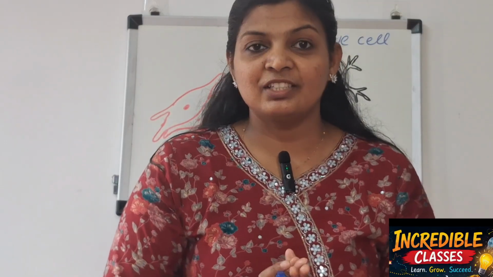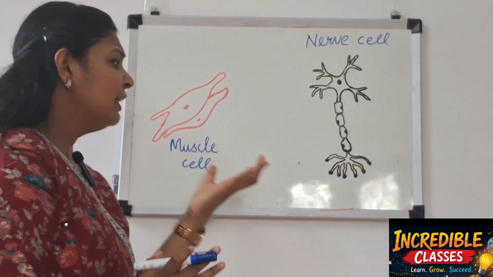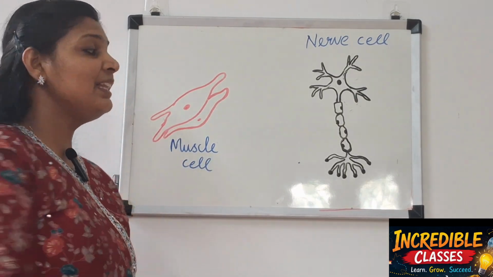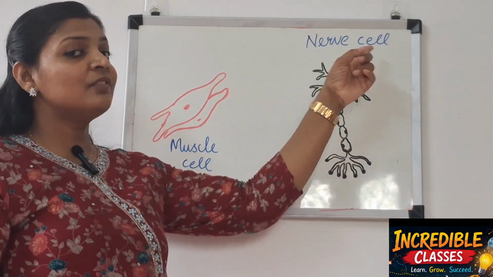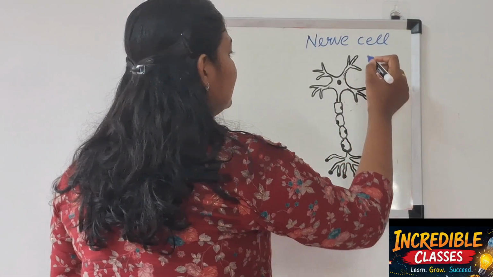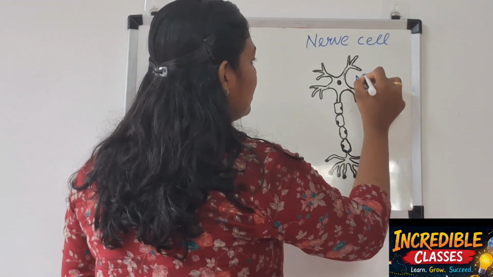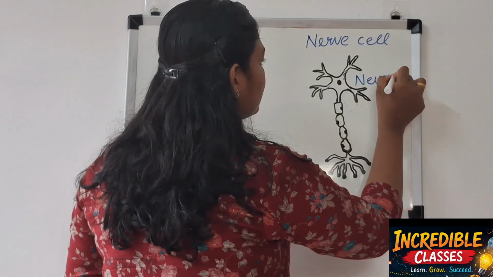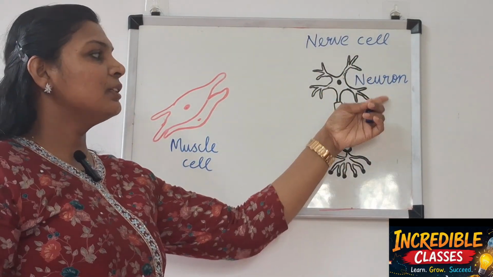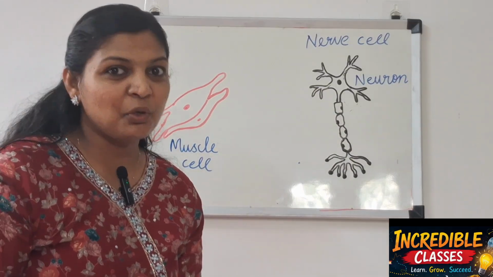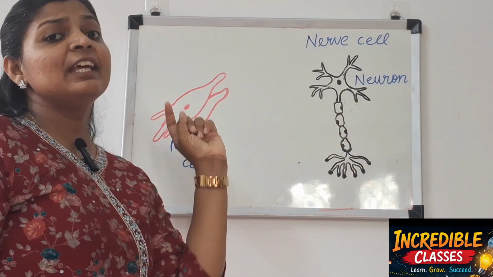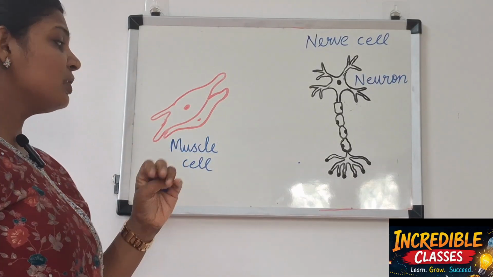Because of their functions. For example, here I have taken two cells: one is a muscle cell, the second is a nerve cell. And the nerve cell has another name, called neuron. Nerve cell is also called neuron. Clear?